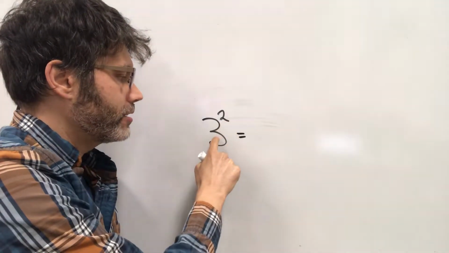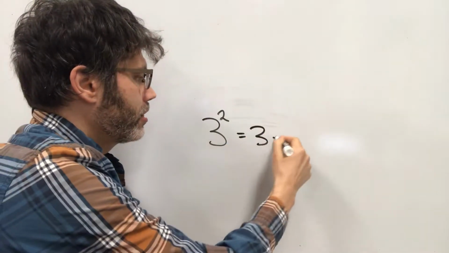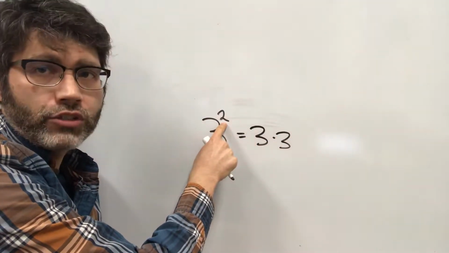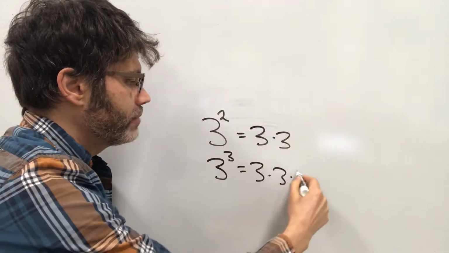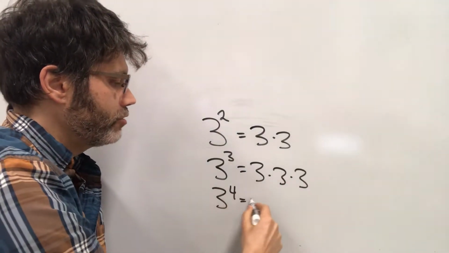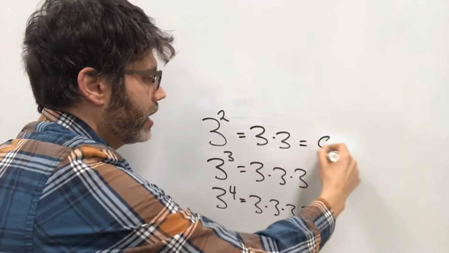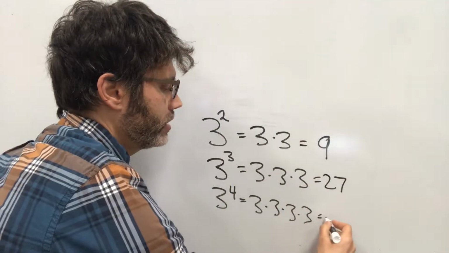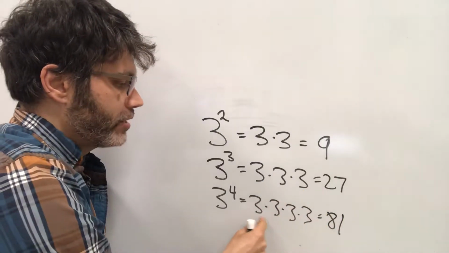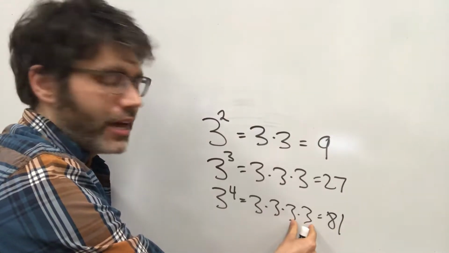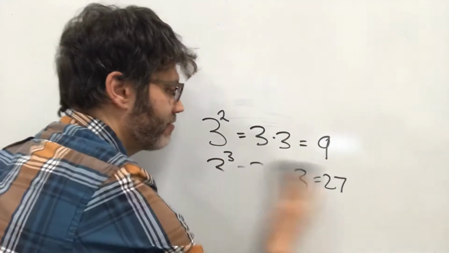This exponent is telling us how many times the base needs to be multiplied against itself. In this case, it's 3 times 3 because there's a 2 for the exponent. If there was a 3 as the exponent, it would be 3 times 3 times 3. If there was a 4 as the exponent, it would be 3 times 3 times 3 times 3. So this would equal 9, this would equal 27, and this would equal 81. 3 times 3 is 9, times 3 is 27. And 3 times 3 is 9, and 9 times 9 is 81. So that works for any exponents that we have.